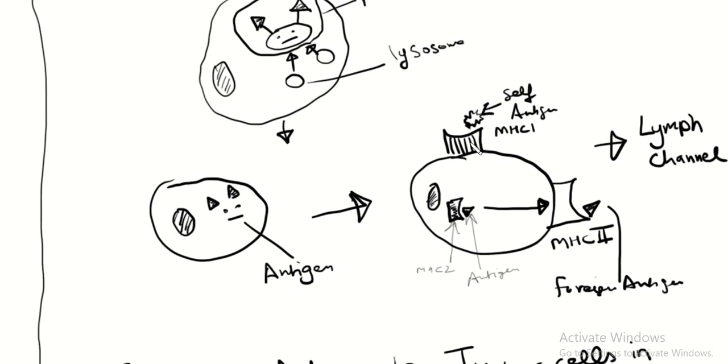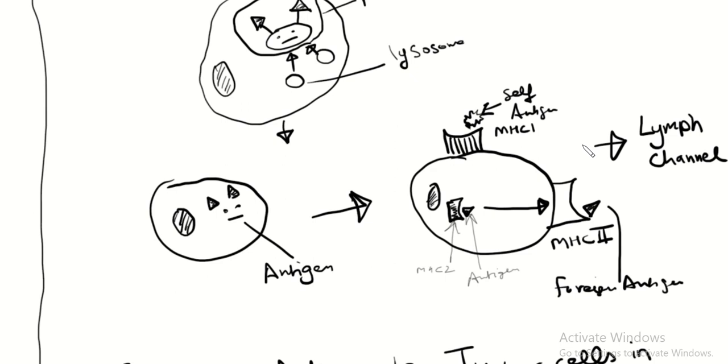Now remember, these are special cells. They have MHC1 and MHC2. Most of the other nucleated cells have MHC1 as well. Remember MHC1? That has the self antigen on it. Okay? So now this big molecule goes into the lymph channel, okay, to be processed.